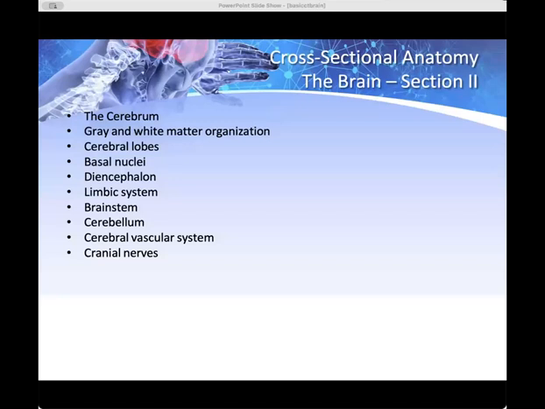This presentation will include the cerebrum, gray and white matter organization, cerebral lobes, basal nuclei, diencephalon, limbic system, brainstem, cerebellum, cerebral vascular system, and cranial nerves.